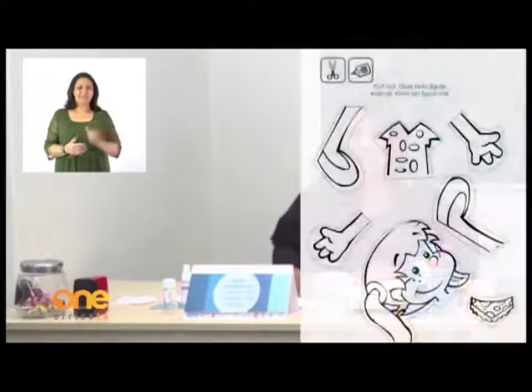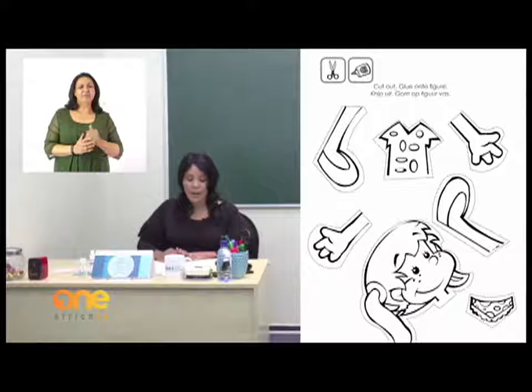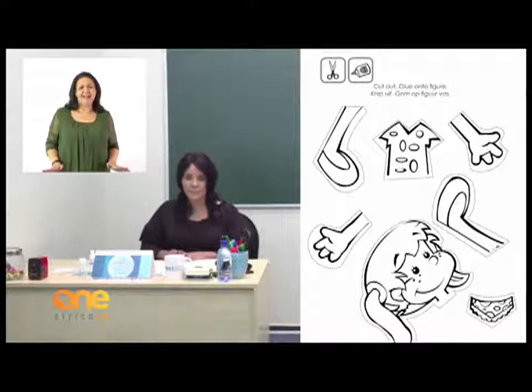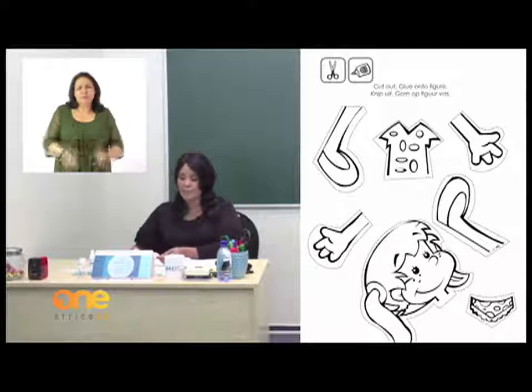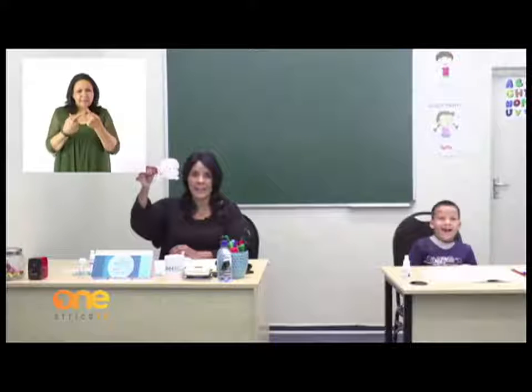Go to page 27. We have a picture of body parts of a girl. You do the same as you did with the boy. You cut out the different body parts, like I've done here. I've cut out the head. I've cut out the legs for the girl. I've cut out her shirt. And I've cut out the arms. Have you done it? Ask Mommy to help you, because you are using a scissor.